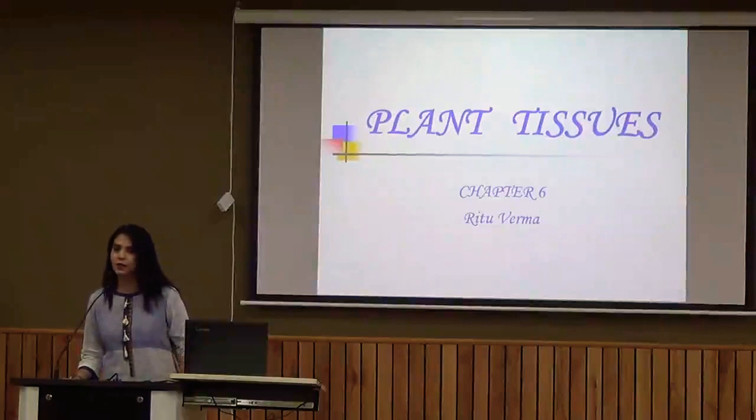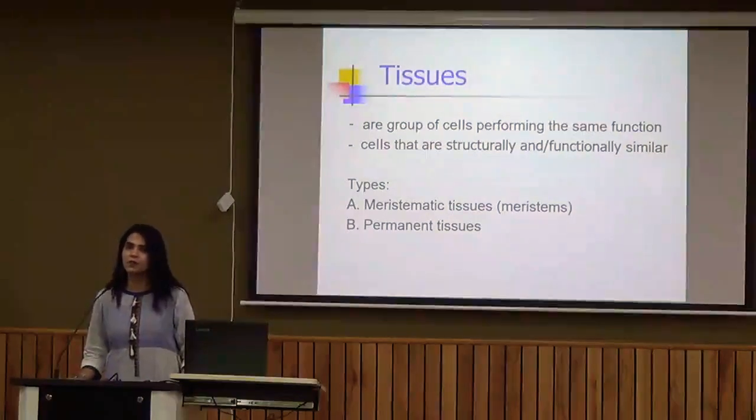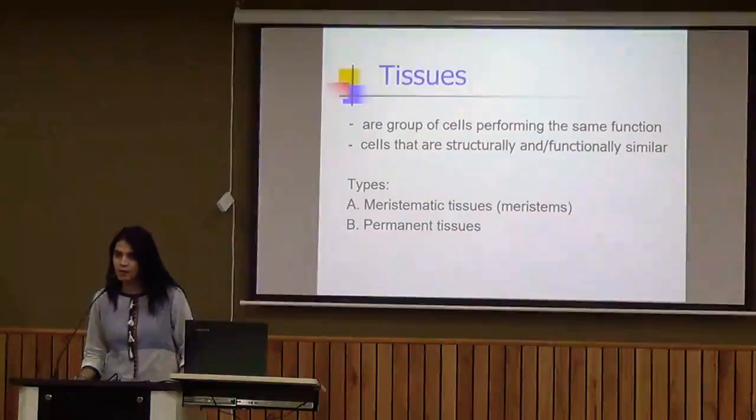I had already told you what tissue is. Tissue is a group of cells performing the same function. The group of cells perform the same function, and the cells might be structurally similar, but in the case of a few tissues, they might not be structurally similar. Now the basic classification of plant tissue is that there are two types: meristematic tissue and permanent tissue.